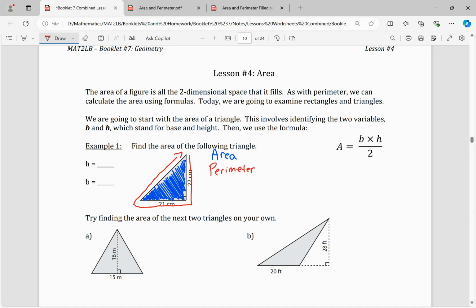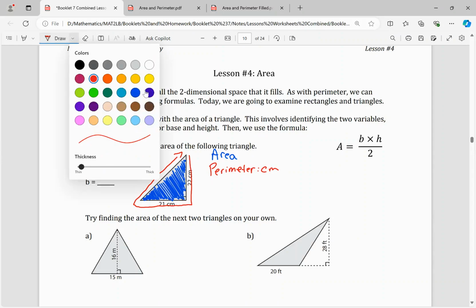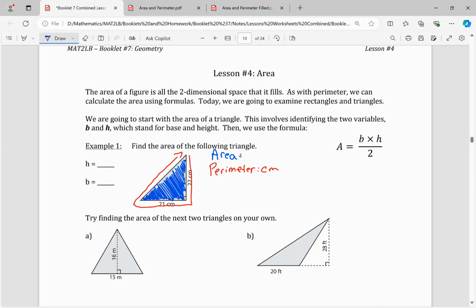Now, something to remember about area and perimeter is the units. When I talk about perimeter, our units are just as they appear in the question. In this example, that would be centimeters. However, when you talk about area, your units change. Instead of centimeters, your answer is going to be in centimeters squared. So please make sure that you remember that. That will be a part of the marking scheme for the test.